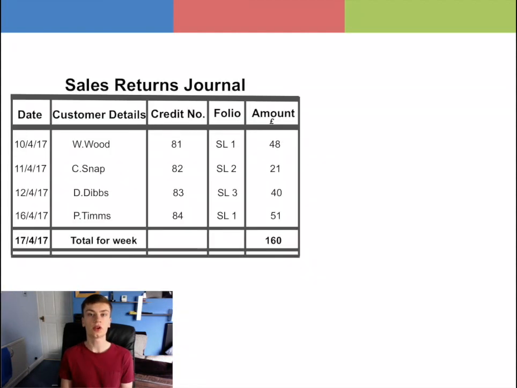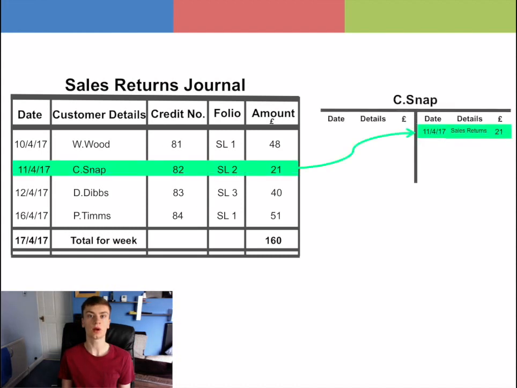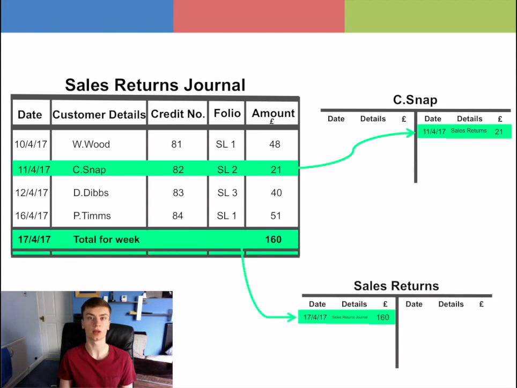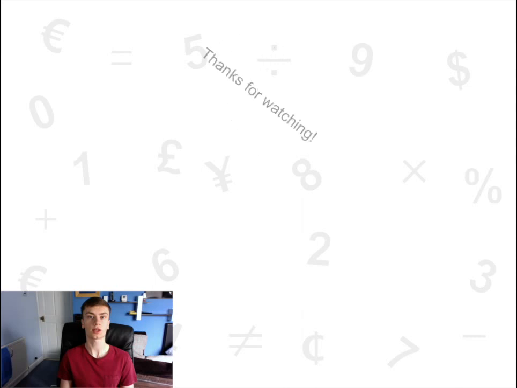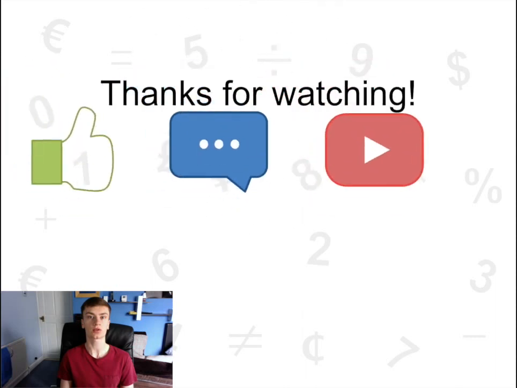So each return of sales in the Sales Returns Journal will be posted separately in each individual customer or debtor account on the credit side, which are held in the sales ledger. And to complete the double entry, the total of the Sales Returns Journal, which is £160, will be entered on the debit side of the sales returns account in the general ledger. So that was the explanation of the Sales Returns Journal.